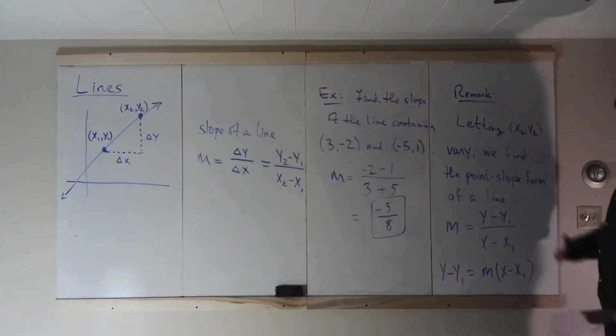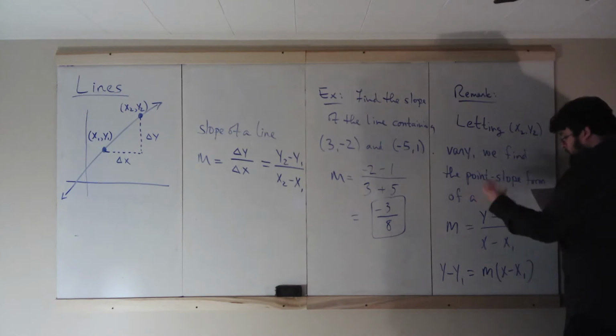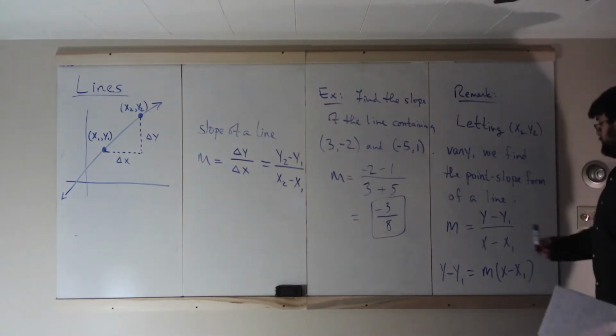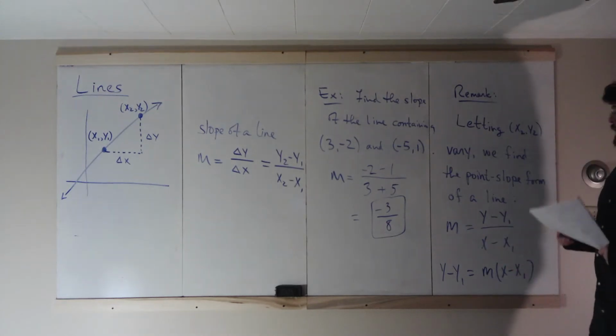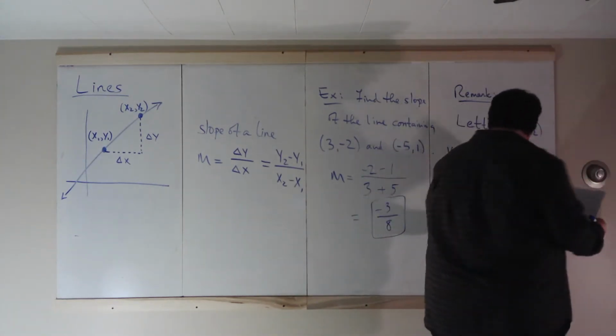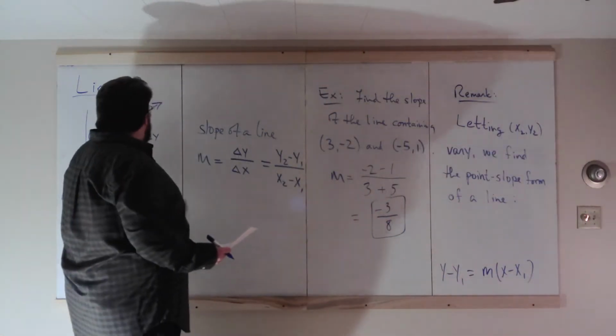Y minus y1. So I multiplied by the denominator, and then I put this on the other side. So y minus y1 equals m times x minus x1. So I'm going to erase this first one. This point-slope form of the line is very important.